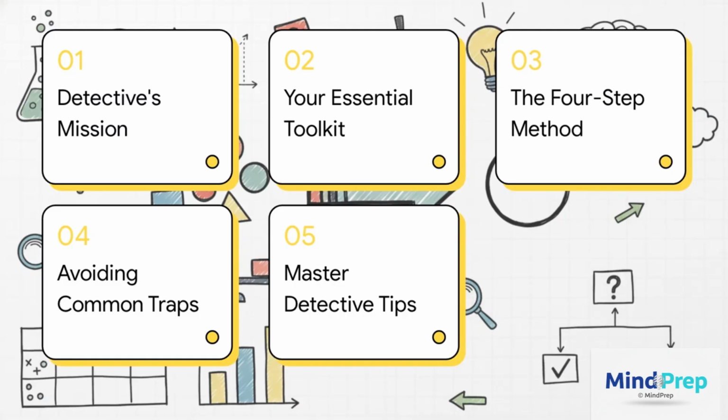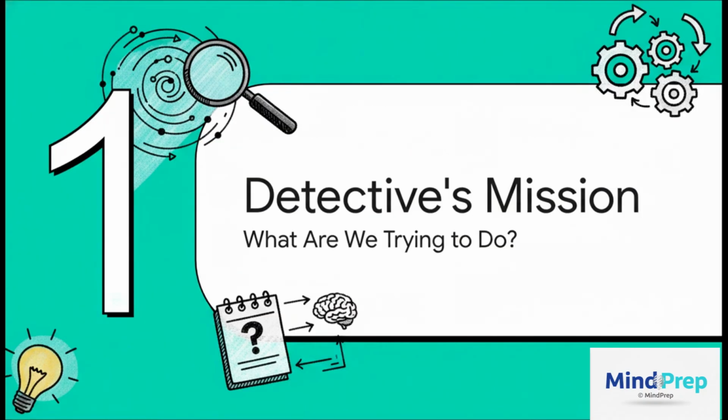So here's our game plan for this whole investigation. First, we'll cover the data detective's mission. Then, we'll gear up with an essential toolkit. After that, I'll walk you through a simple 4-step method for cracking any case. We'll also look at some common traps to avoid, the red herrings. And finally, we'll wrap up with some master detective tips to make you a total pro. Let's get started.